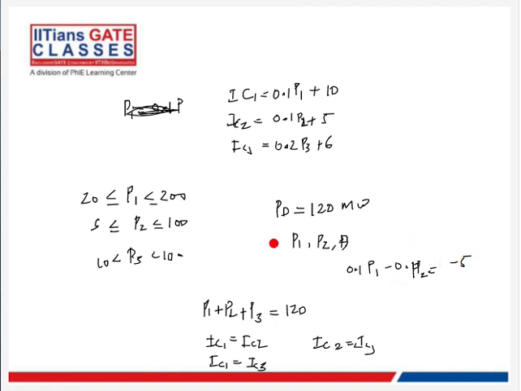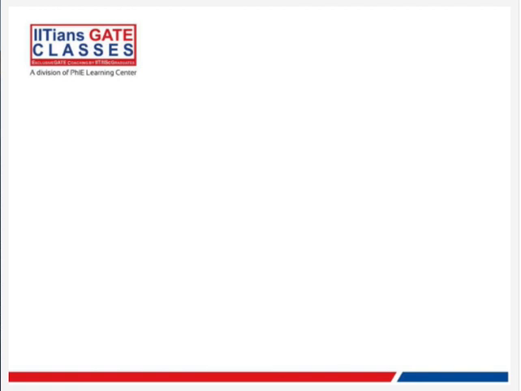Right? So if you add equation 1 and 2, you multiply this equation by 10, so you will get P1 minus P2 is equal to minus 50. So if you add this equation and this equation, you will get P3 as 70 megawatts. Are you guys trying?